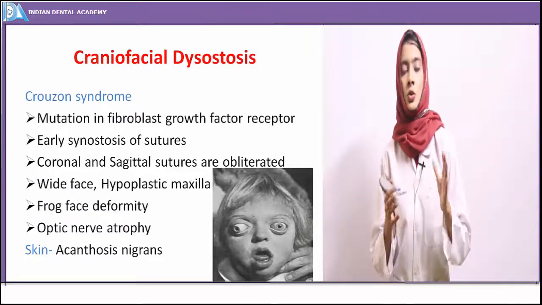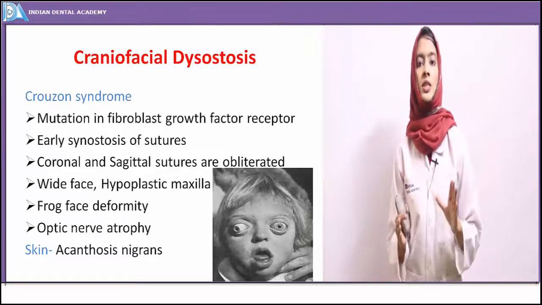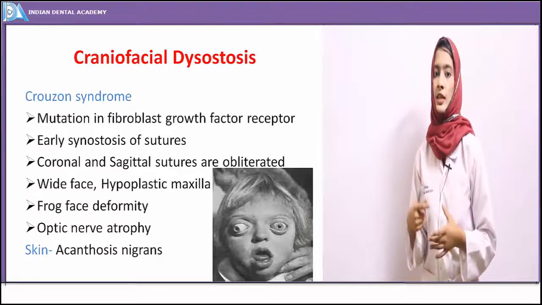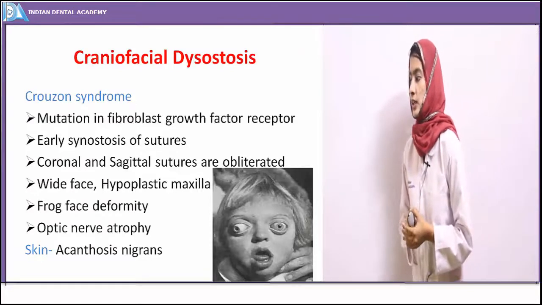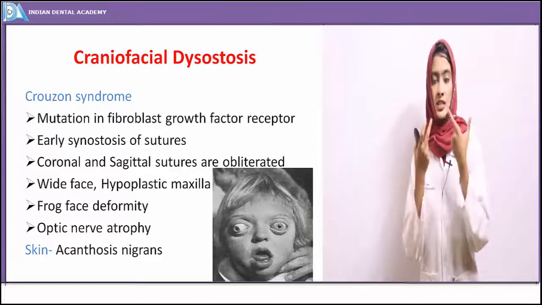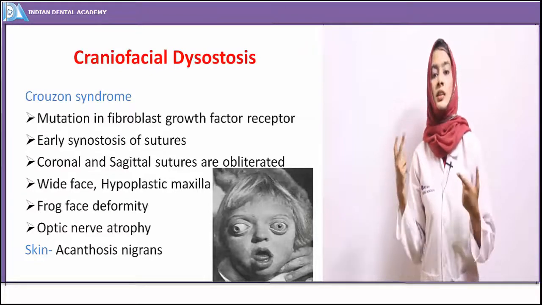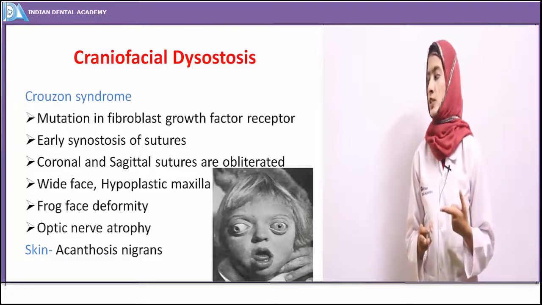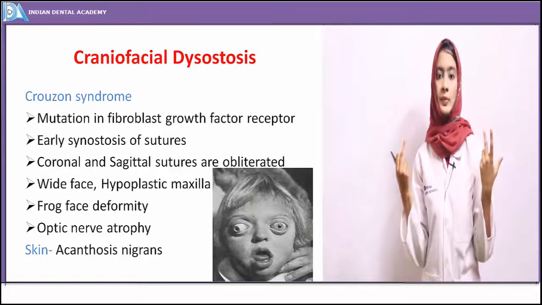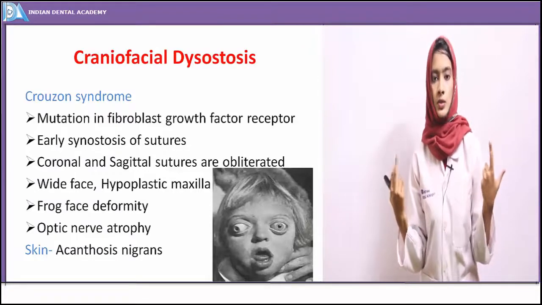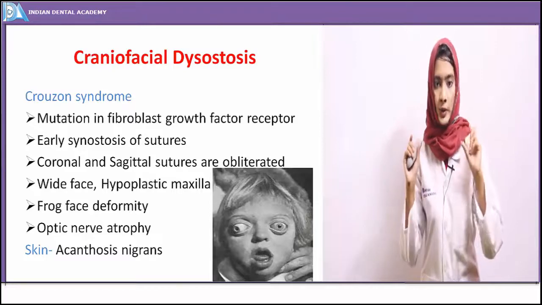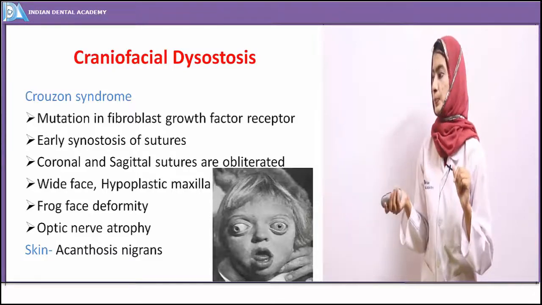The facial features encountered in this syndrome give the appearance of a frog face. If you see the clinical picture there, the eyes appear wide and widely separated. The distance between the two eyes is increased, which is nothing but hypertelorism. Then the face appears wide, since transverse growth is more, and the ears appear low set.